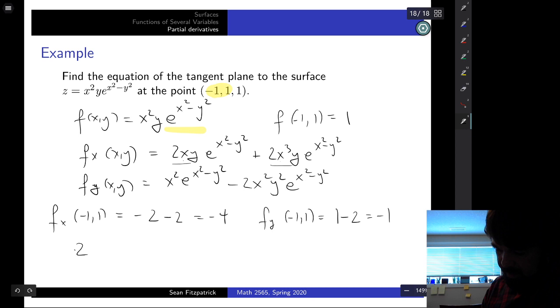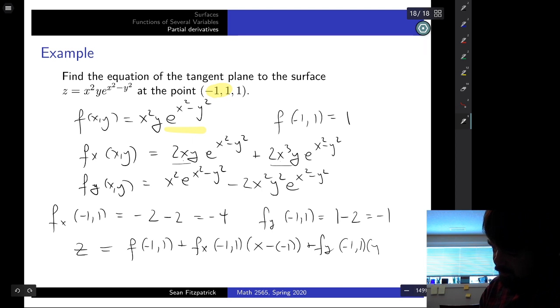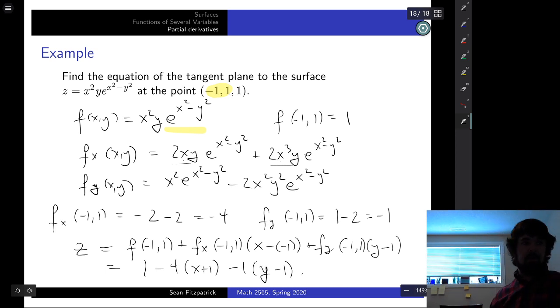So my tangent plane looks like this. It's going to be f at minus 1, 1 plus the x derivative at minus 1, 1 times x subtract minus 1, plus the y derivative at minus 1, 1 times y minus 1. So it looks like 1 minus 4 times x plus 1, minus 1 times y minus 1.